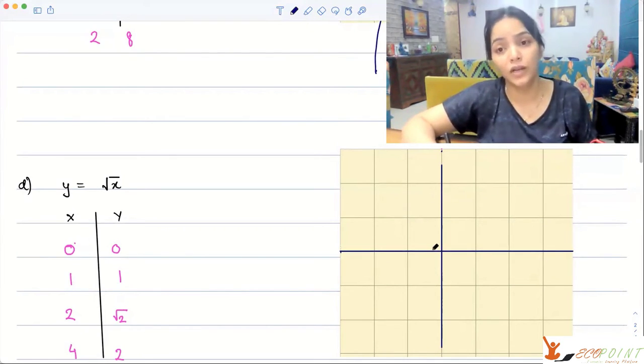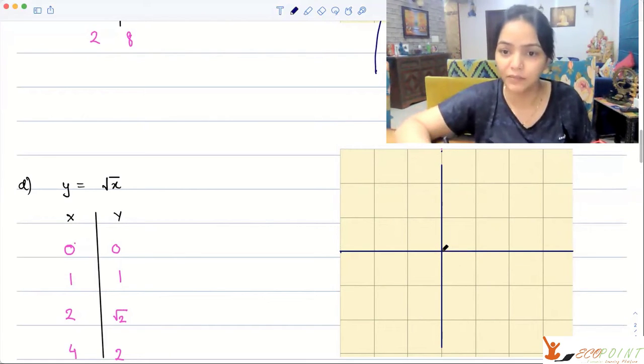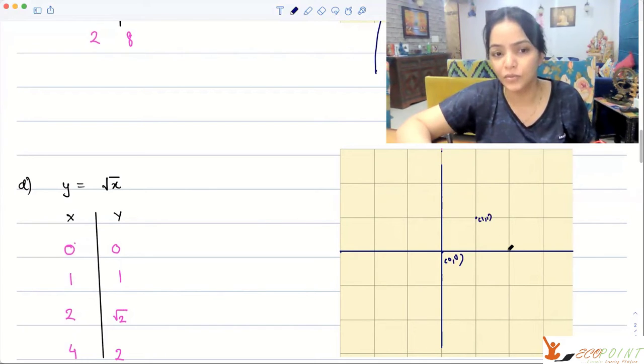And we need to graph root x. So graphing root x will give us something of this sort. So 0, 0, then 1, 1. When it is 2, you actually have √2. √2 is 1 point something, so it's somewhere maybe here.